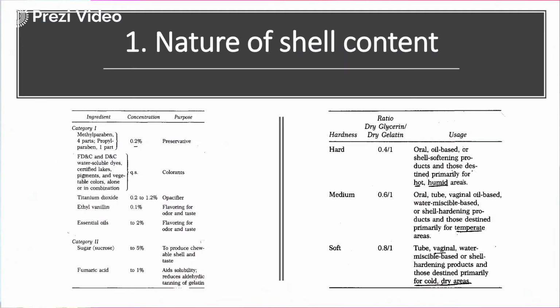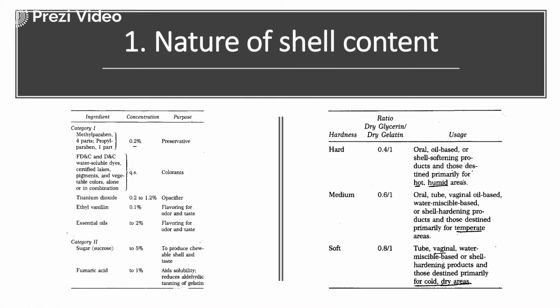In this table, you can clearly visualize the hard, medium, and soft nature of the soft gelatin capsules. So it is found that if the ratio of dry glycerin to dry gelatin is 0.4 to 1, the same kind of substances can be encapsulated, like oral, oil-based, shell softening products, and those destined primarily for hot or humid areas. If the glycerin to gelatin ratio lies between 0.6 to 1, it is of medium hardness. So substances like oral, tube, vaginal, oil-based products, and water miscible based substances can be prepared.